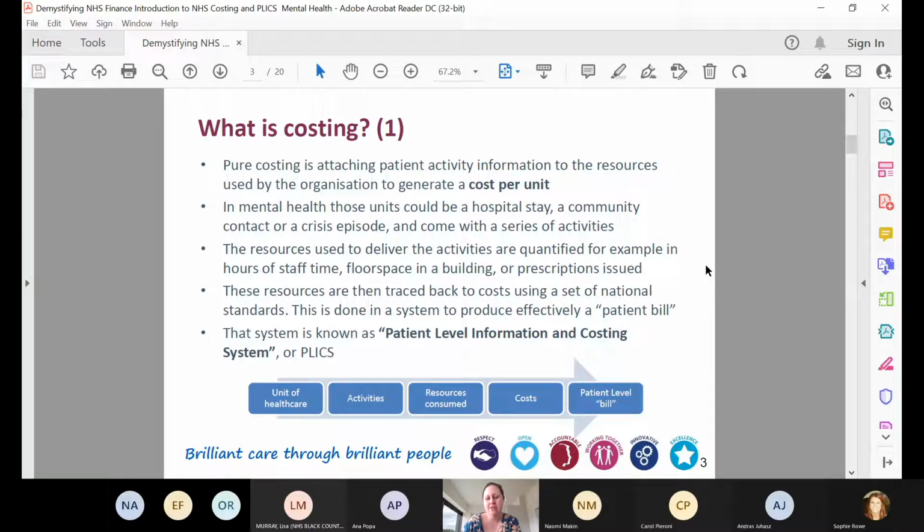We do this using a set of national standards, for consistency, and that is done in a system that produces effectively what we'd call a patient bill. So at that point, we can understand for every patient that's coming through our doors exactly what they are costing the NHS. The system that does this is what we refer to as the patient level information and costing system, and that's where the acronym PLICS comes from. So you might have heard PLICS being talked about. We do love an acronym in the NHS. It is the system that drives all of our costing data.